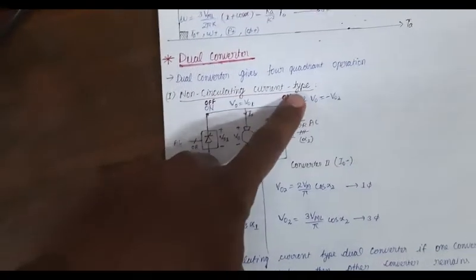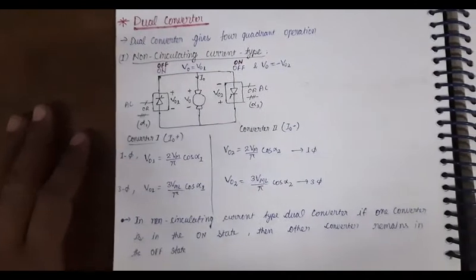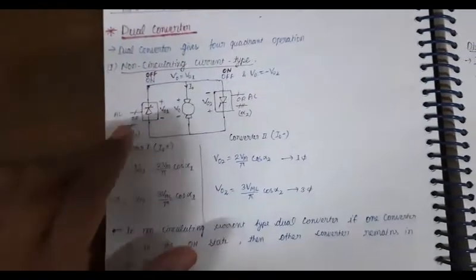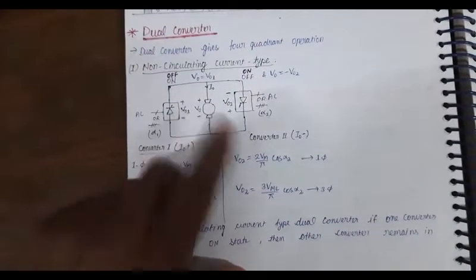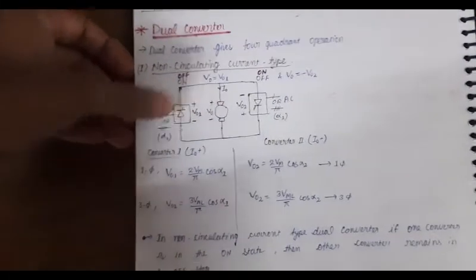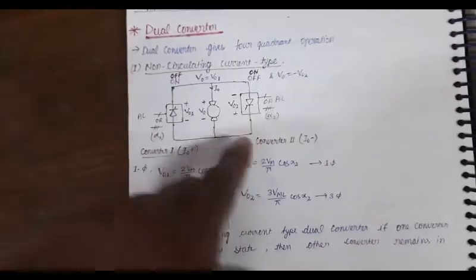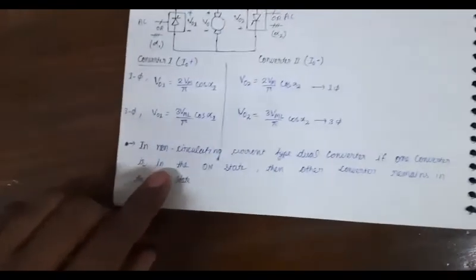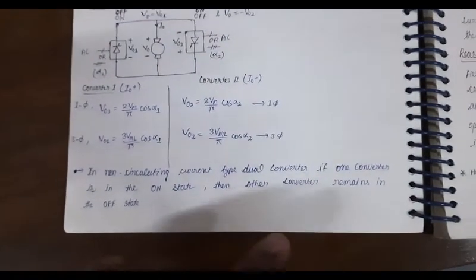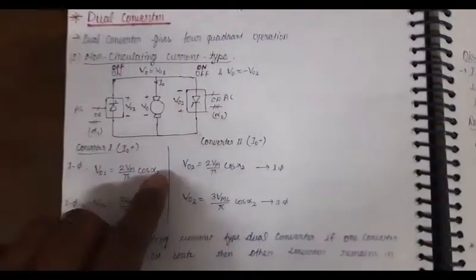Dual converter operation has two operation types. The first one is non-circulating current type operation, and the second is circulating current type operation. In non-circulating current type operation, only one of the thyristor sets is switched on, or only one converter is switched on. When converter 1 is switched on, then converter 2 is switched off at that time. You can see here in non-circulating current type dual converter, if one converter is in the on state, then the other converter remains in the off state. So how is it done? It is done through the angle alpha.